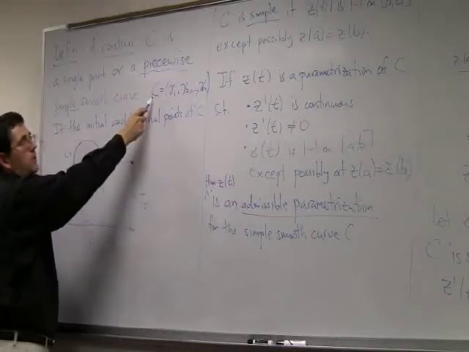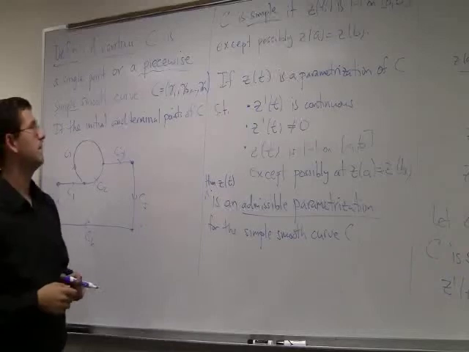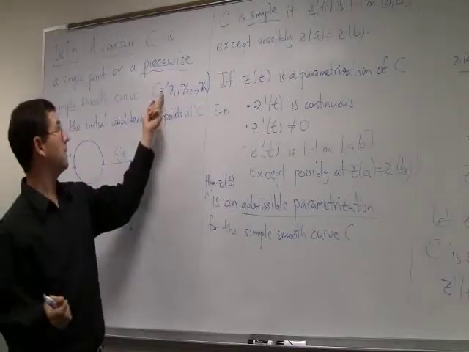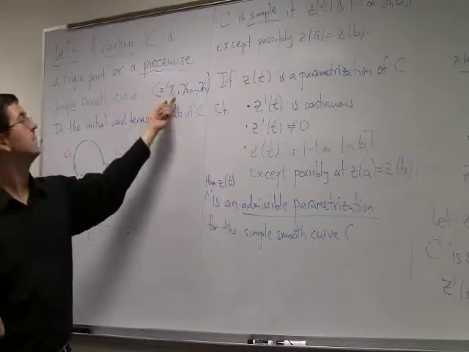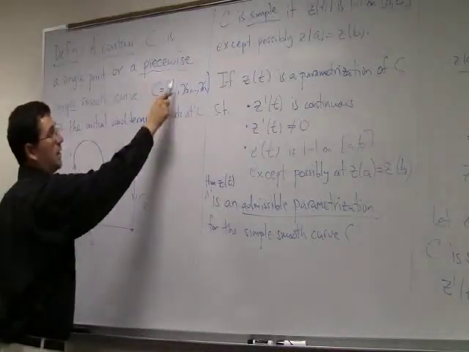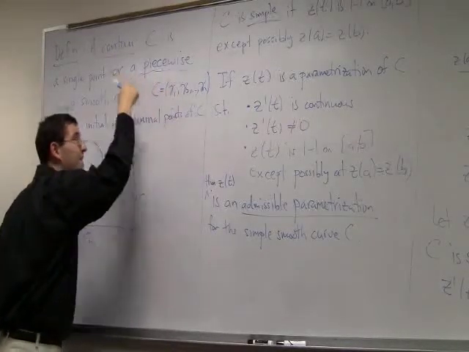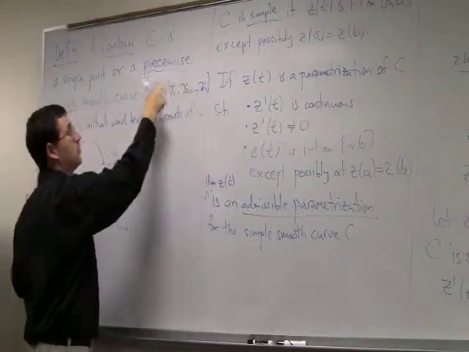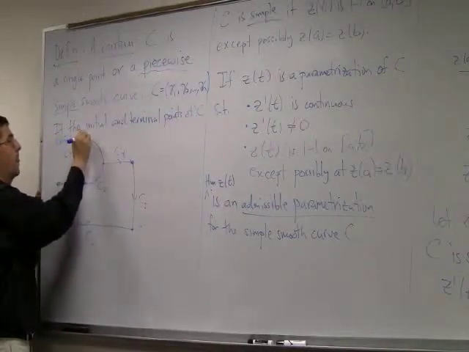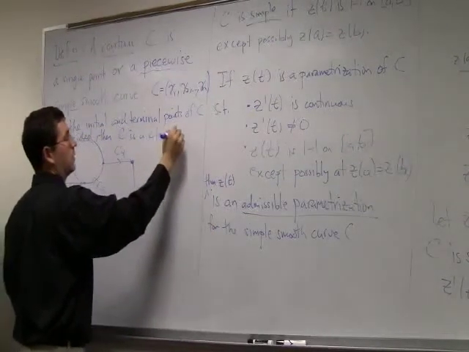So, what do you think the initial point for C should be? It's the initial point of gamma 1. What's the terminal point? The terminal point of gamma n. Exactly. So there's an order to this, and that's how you determine it. When I say the initial and terminal point of C, I mean you take the first curve and take its initial point, and that's the initial point of C. Take the last curve and its terminal point, and that's the terminal point of C. So if the initial and terminal points of C coincide, then C is a closed contour.